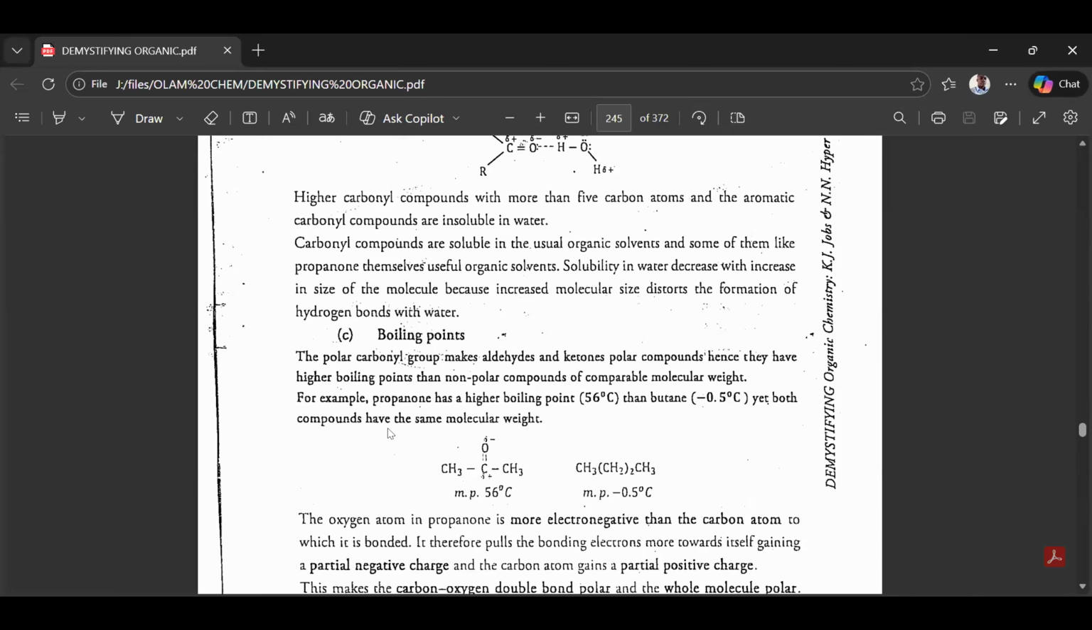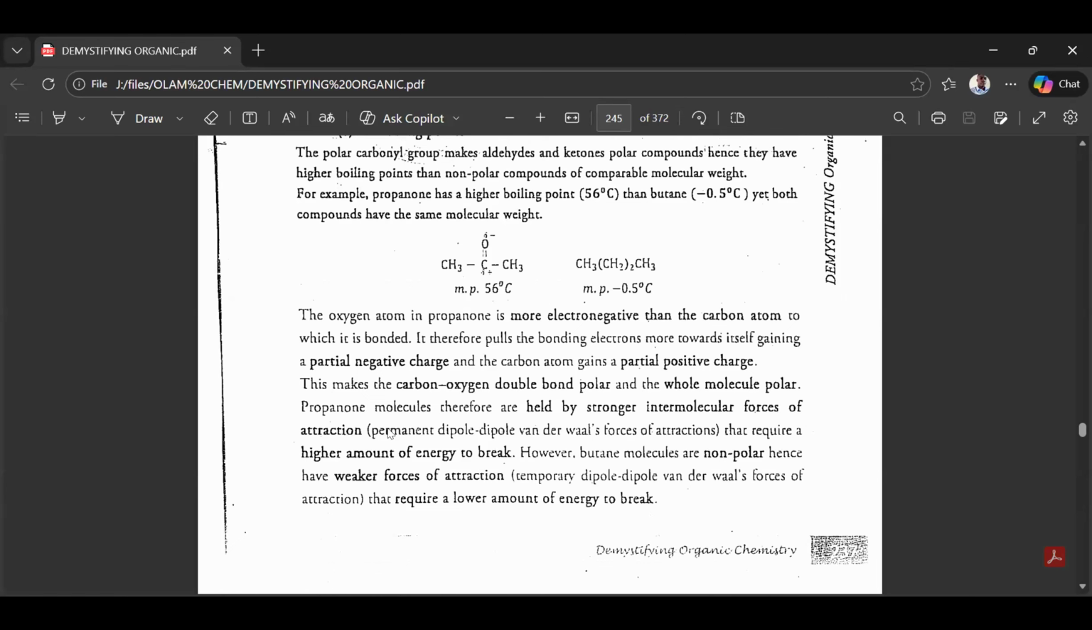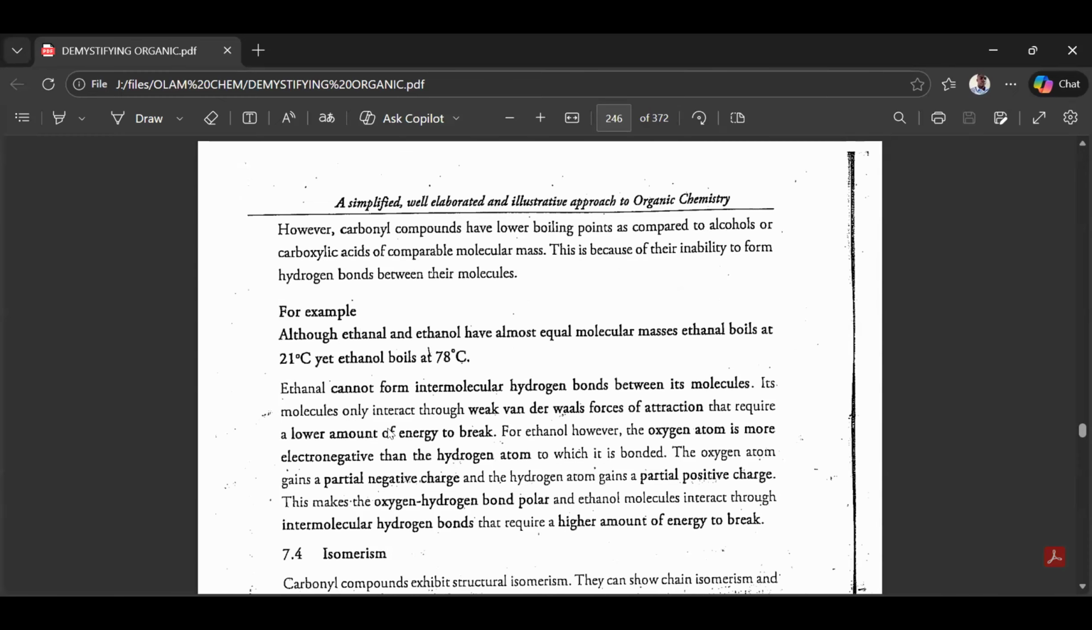The reason why propanol has a higher boiling point than butane, yet they have the same molecular mass, is because propanol has a polar carbon-oxygen bond, which we call the carbonyl group. Since it has that polar group, it can easily form intermolecular hydrogen bonds, which are also hard to break, thus making that compound have high boiling points. The way we explained the boiling point for alcohols is the same for carbonyl compounds.